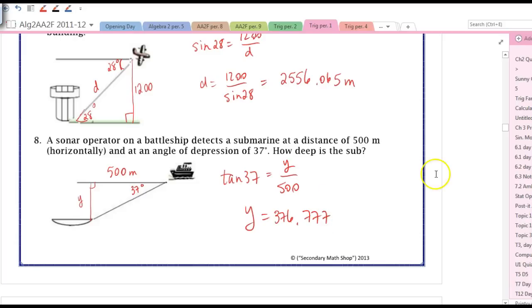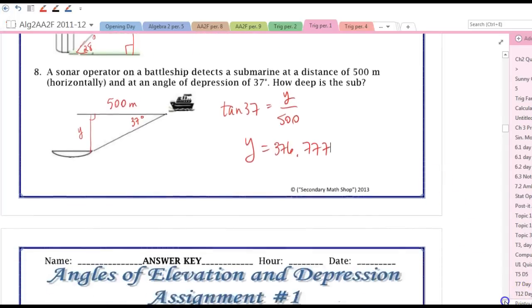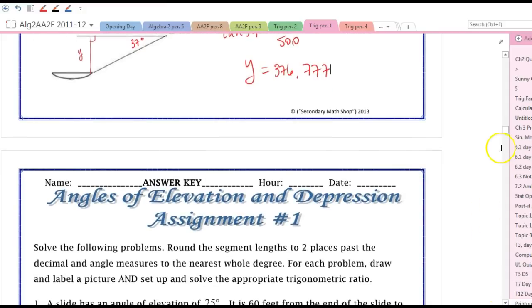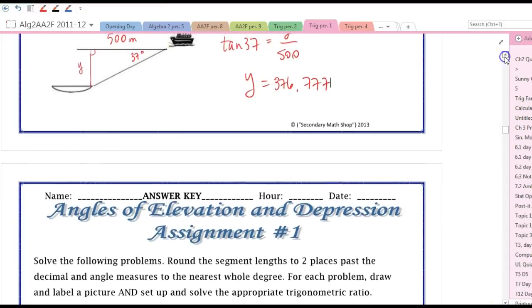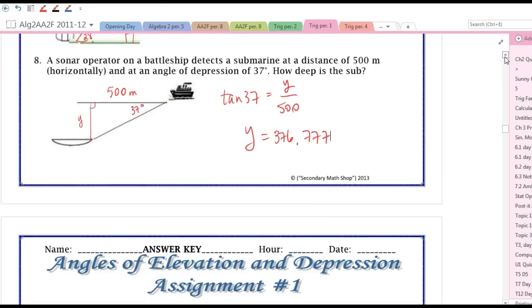Alright, so, my friends, hopefully that gives you more than enough to get you ready for what's next, which is your worksheet. The answer key will be posted later on.